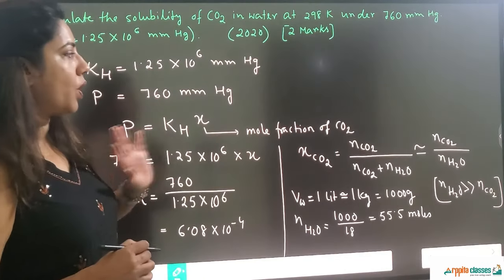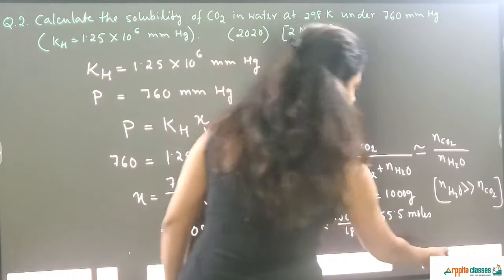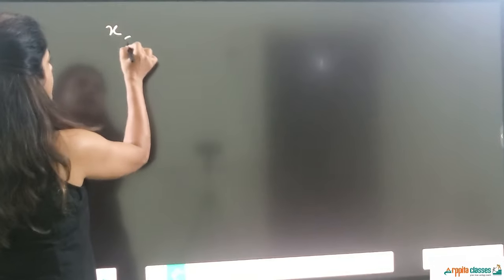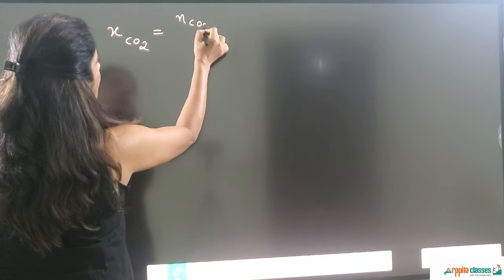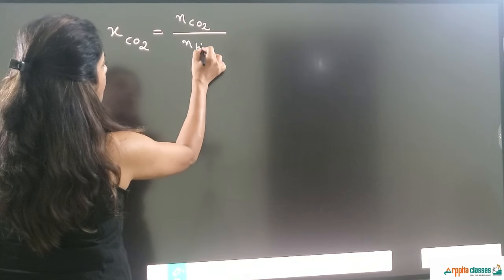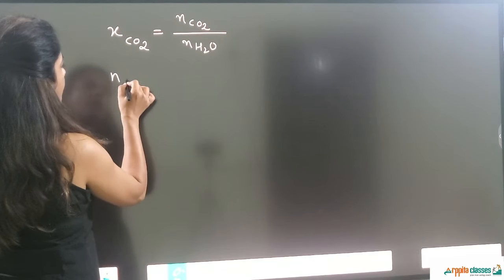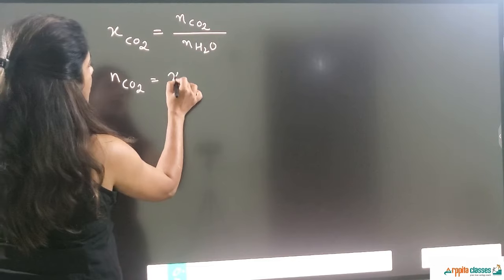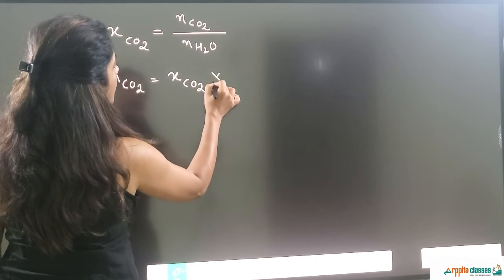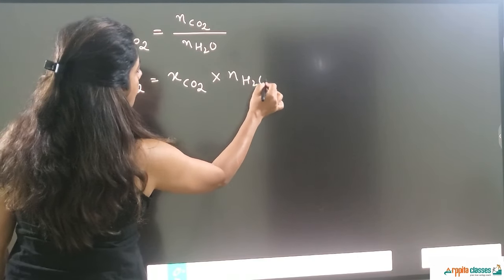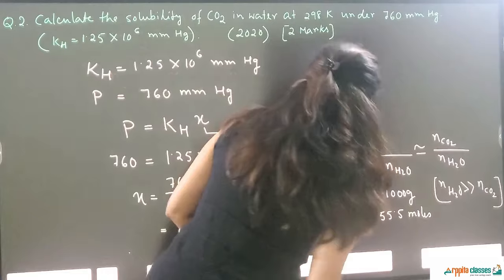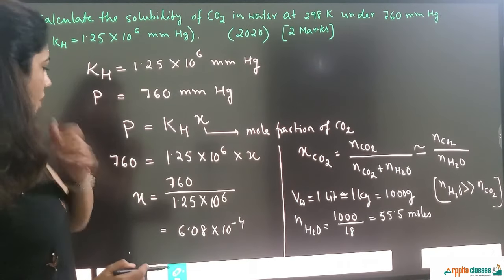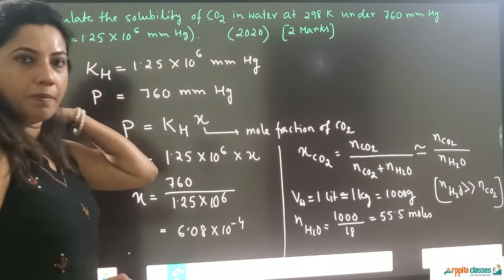Okay, so finally we got XCO2 is equal to NCO2 by NH2O. So we got XCO2, mole fraction of CO2, is equal to N of CO2 divided by N of water. So N of CO2 will be equal to X of CO2 into N of H2O. Now X of CO2, how much we got? We'll just see the value of X of CO2, which is 6.08 into 10 raised to power minus 4.